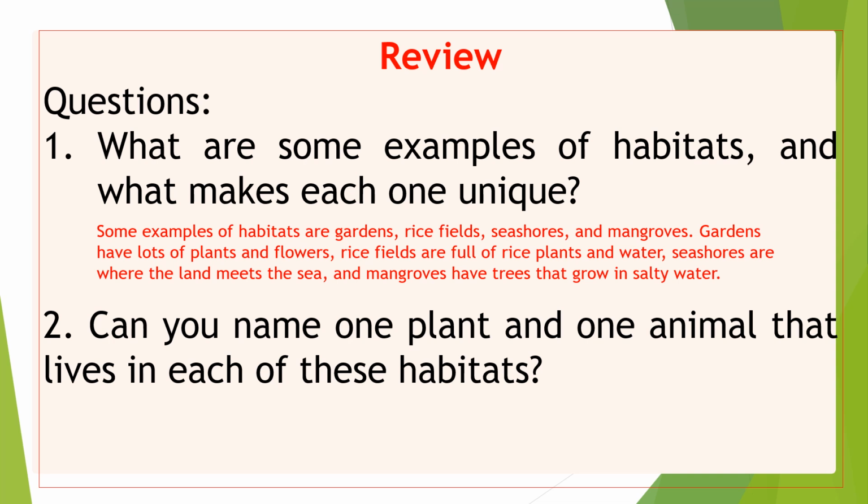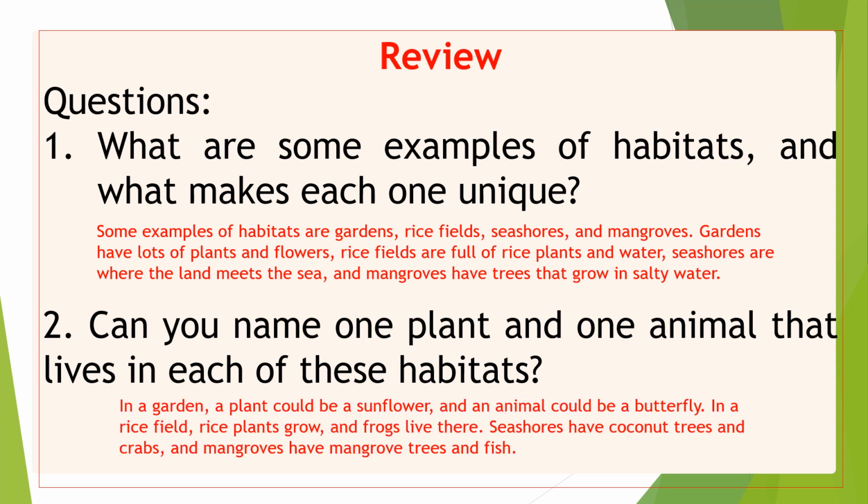Now, can you name one plant and one animal that lives in each of these habitats? In a garden, a plant could be a sunflower and an animal could be a butterfly. In a rice field, rice plants grow and frogs live there. Seashores have coconut trees and crabs, and mangroves have mangrove trees and fish.